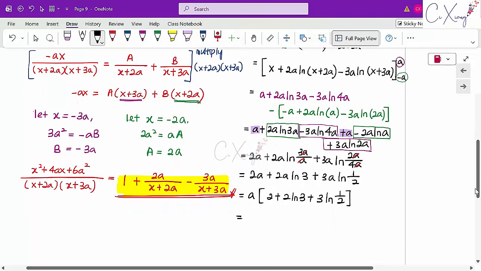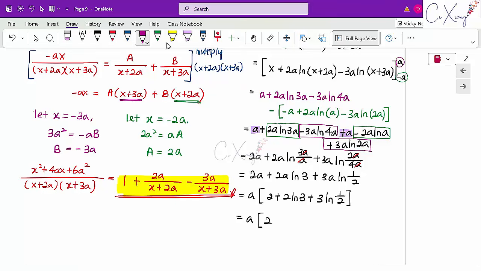Okay, then the 2 in front of the ln, you can bring it back, become the power. So you're having 3 square here. So 3 square is a 9. Same thing happens for the 3, you can bring it back, become the power of the half. So half power 3, you will be having 1 over 8.